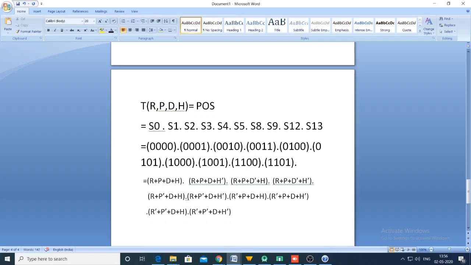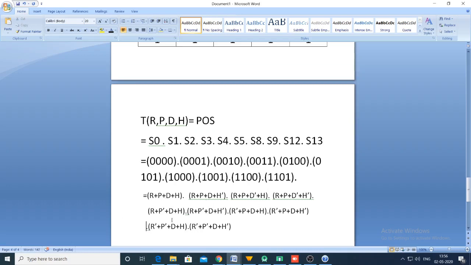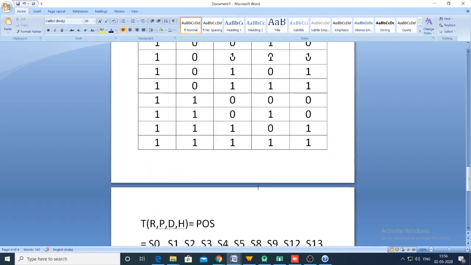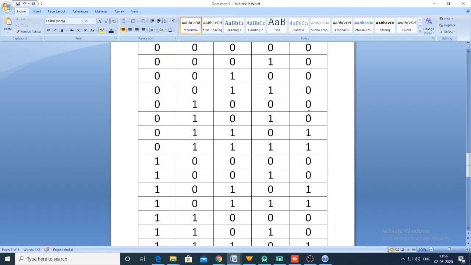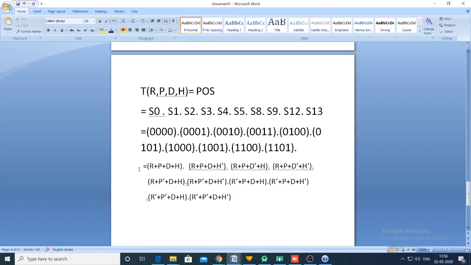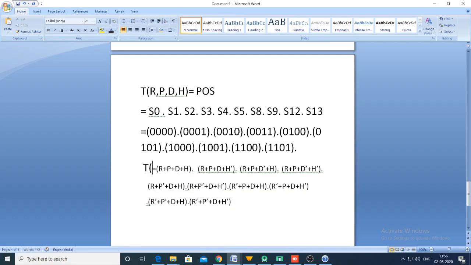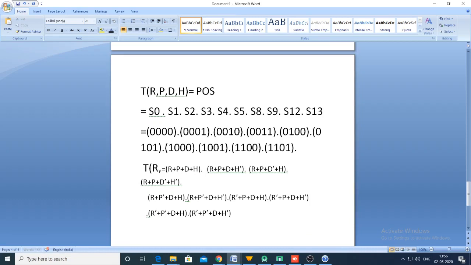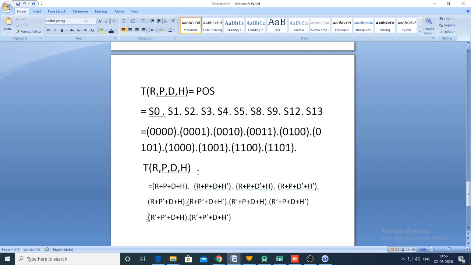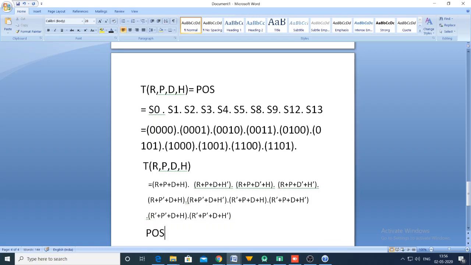So you have to make sure the number of zeros and the number of terms must match. So 1, 2, 3, 4, 5, 6, 7, 8, 9, 10. In here also 1, 2, 3, 4, 5, 6, 7, 8, 9, 10. So yes, it is correct. We have picked up only 0 terms. Make sure that we have picked up only 0 terms. Okay, so T of R, comma, P, comma, D, comma, H is equal to the resultant POS expression. Okay, so from this we have learned how to derive the POS expression from the logical problem.